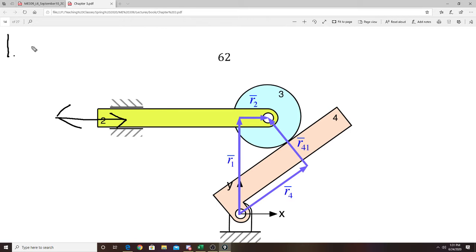Alright, so Rosendo says R2 minus R41 plus R4. So wait, you did R4 or R1 plus R2 minus R41. No, so this should have been a minus as well. But besides that, you were right. Because these are all going clockwise, these are going counterclockwise. So, R2.